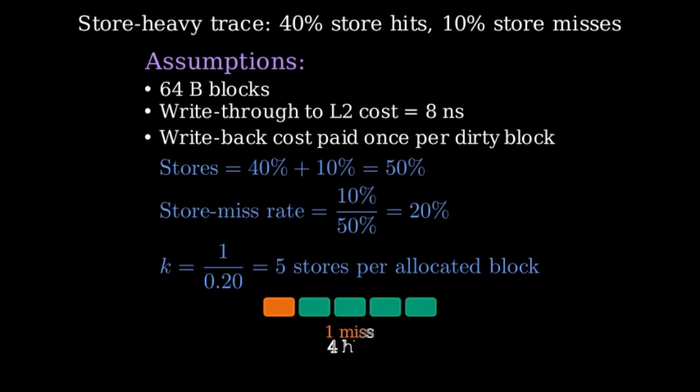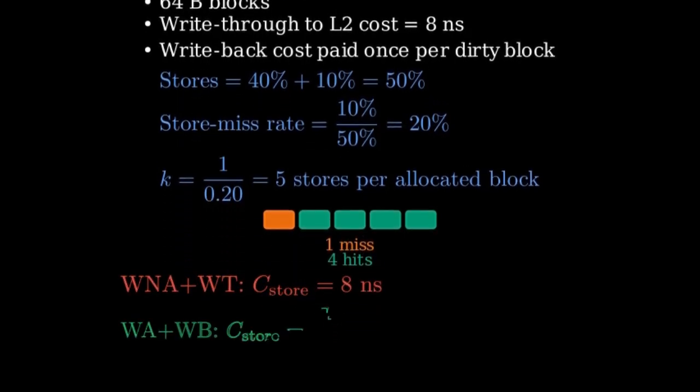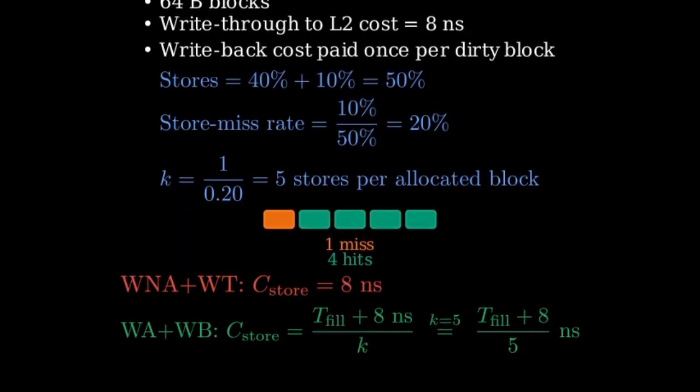This bar shows a typical pattern. 1 orange miss that brings the block, then 4 green hits that reuse it. Now, build simple cost models per store. For write-no-allocate with write-through, every store pushes a write to level 2, so the cost per store is 8 nanoseconds.